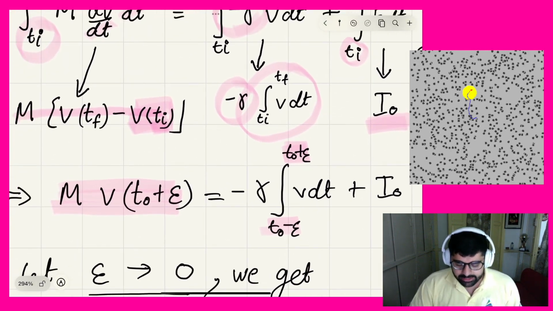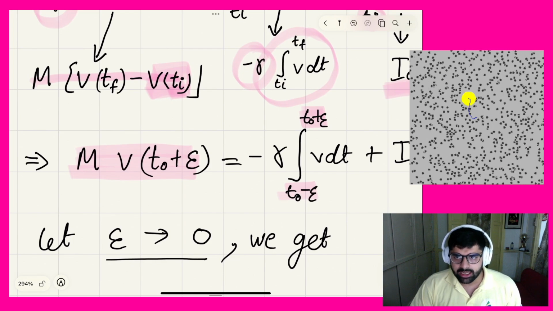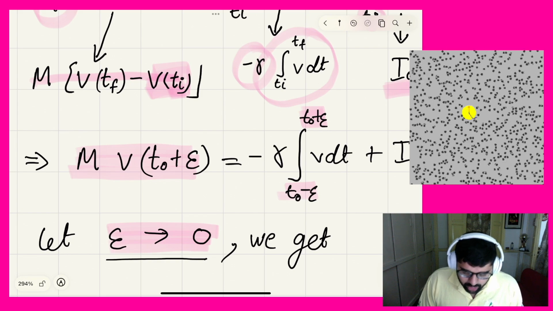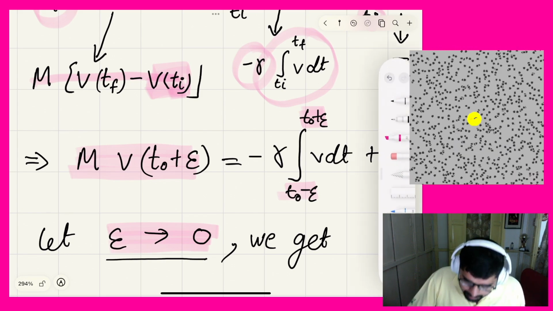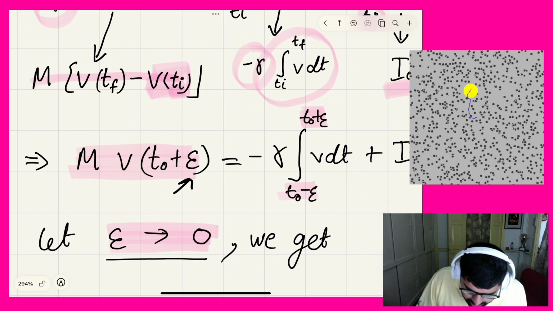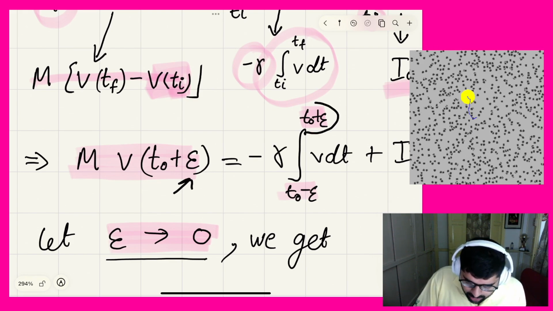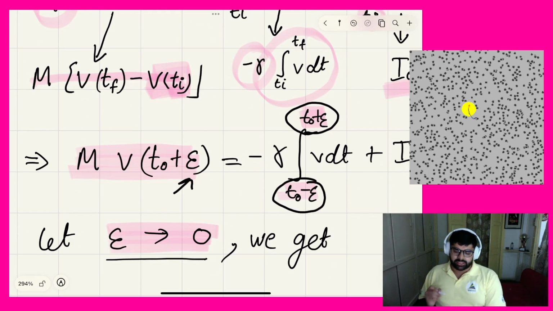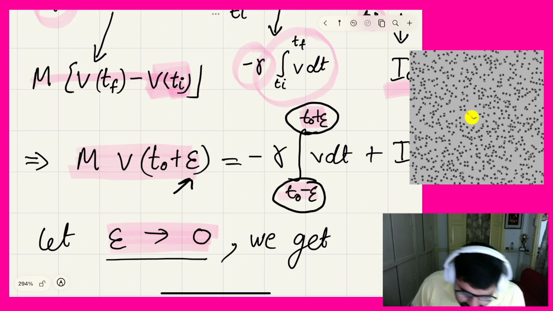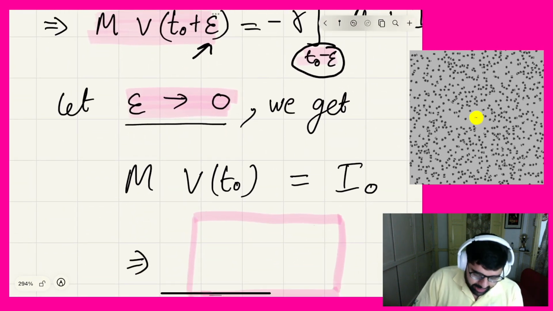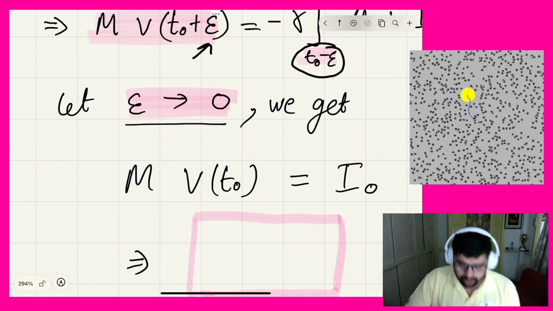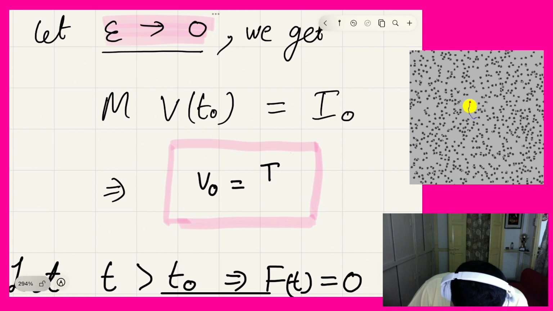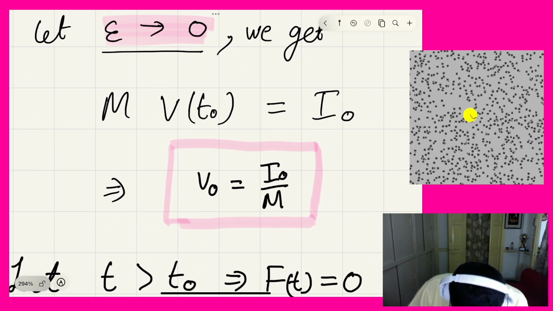Now let us take this nice step where we take the limit epsilon goes to 0. When we take this limit, epsilon here goes to 0. The upper limit of this function and the lower limit of this function become equal to each other. So this integral is 0, and we are left with m v of t0 is equal to I0. So we can write v0 is equal to I naught by m.